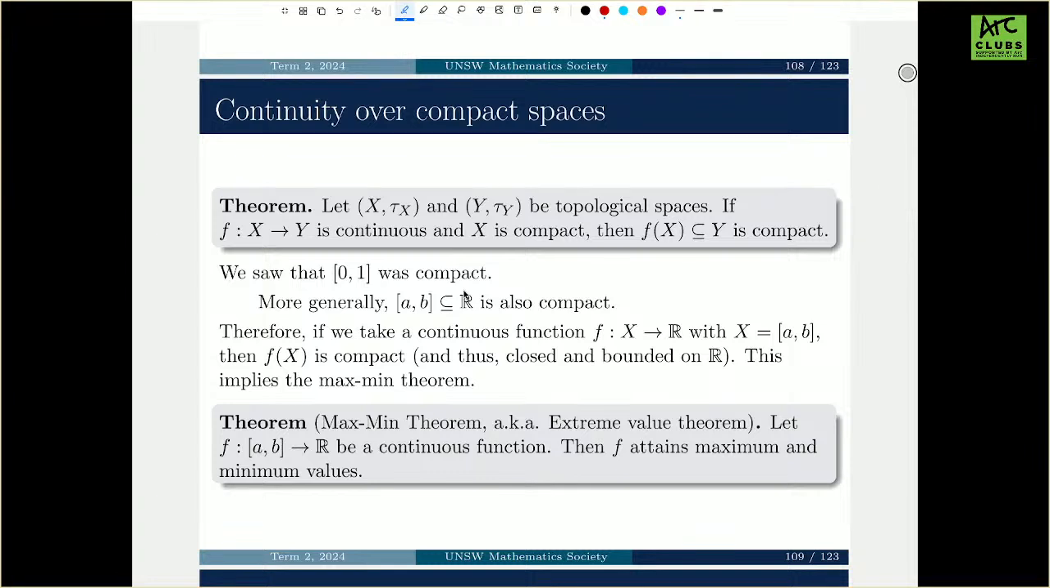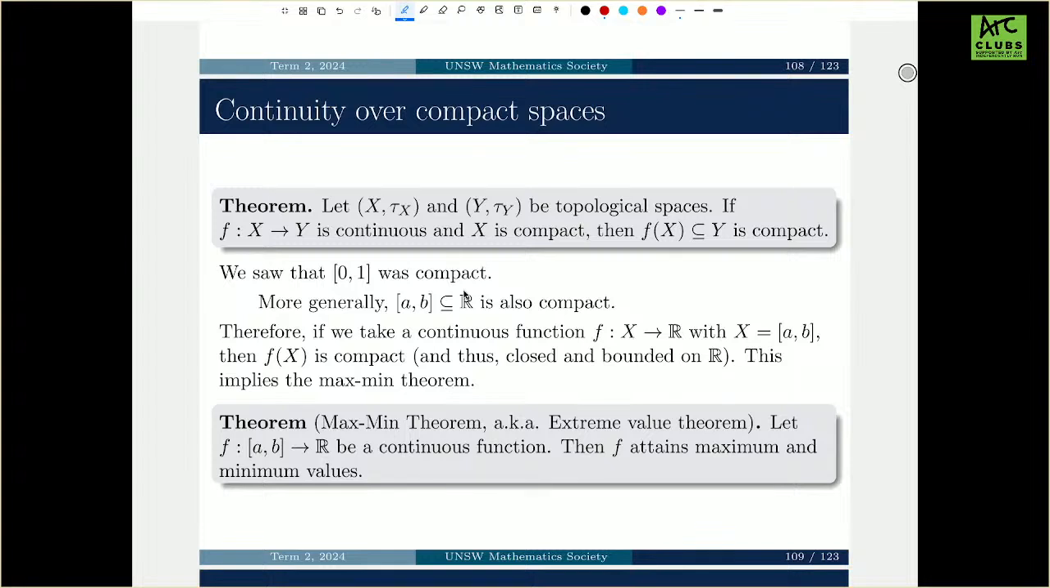Okay, continuity over compact spaces. Let X and Y be topological spaces. If a function f from X to Y is continuous and X is compact, then f(X), the image of X under f, is compact. So continuous functions map a compact space to a compact subset.